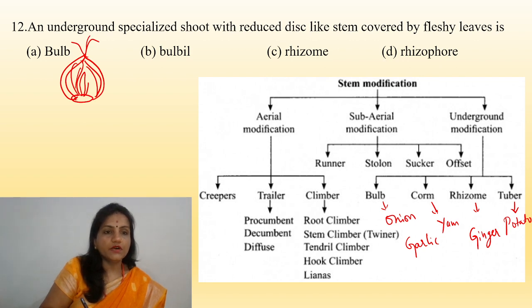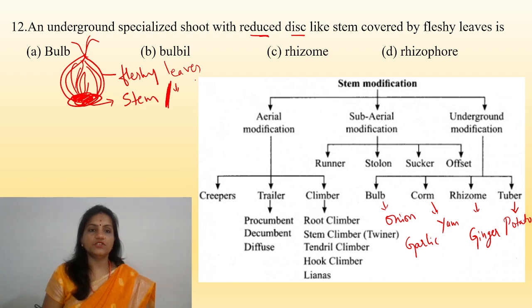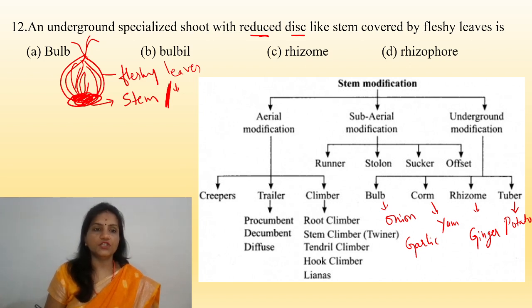Okay. So this part is the so-called stem. It is reduced. It is not enlarged, but reduced. It is a disc-like structure. You can see here, it is a disc-like structure, like a stem covered by fleshy leaves. So these are fleshy leaves. These are the ones that we eat as a vegetable. These constitute the fleshy leaves.